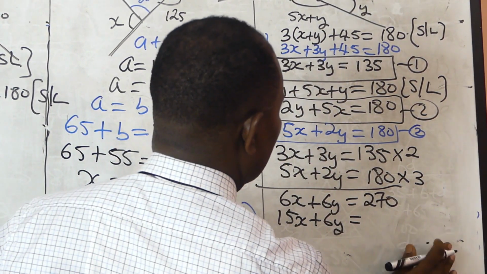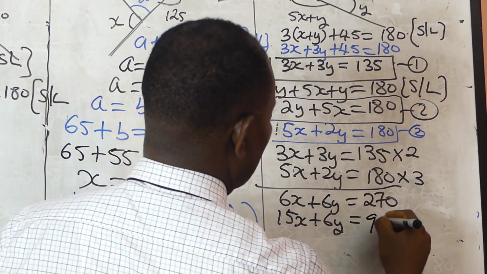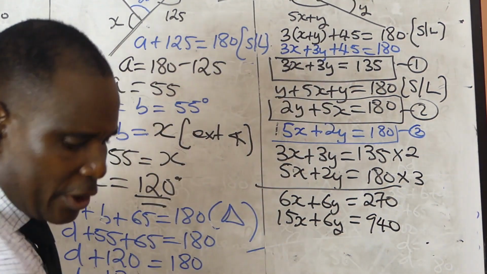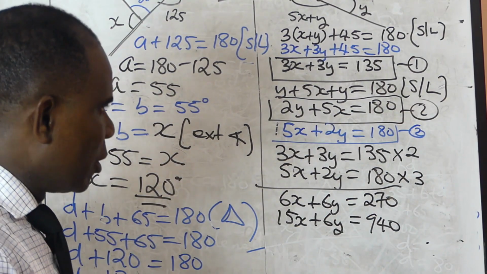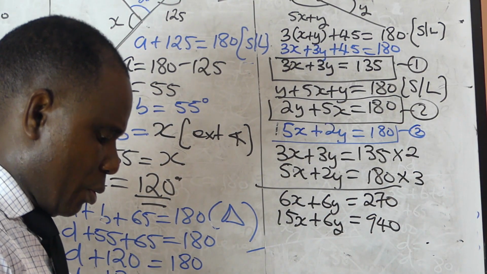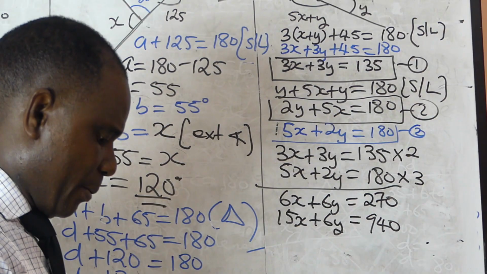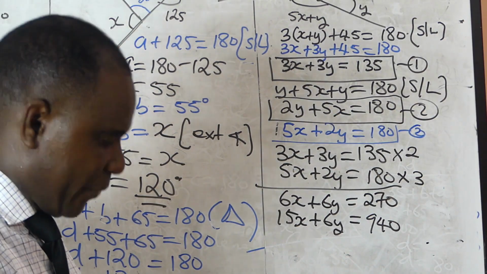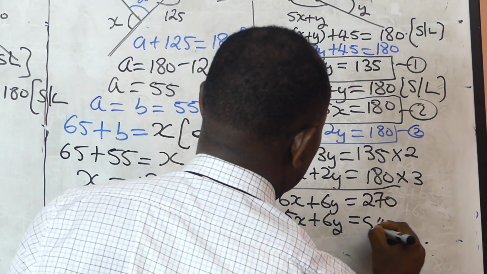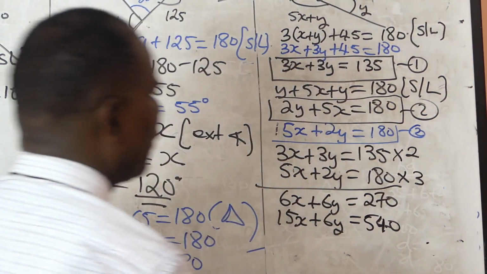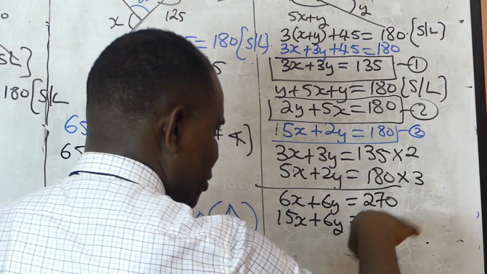Now I have 940. So you can use your own calculator. Sometimes I don't want to use my calculator. This is 180 multiplied by 3. This is 540, sorry. It's not 940, it's 540. I get that. This is 540. Now I just multiplied it by 2 to give me 540.